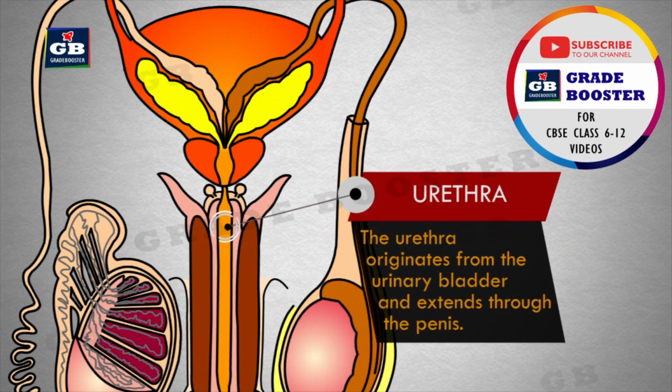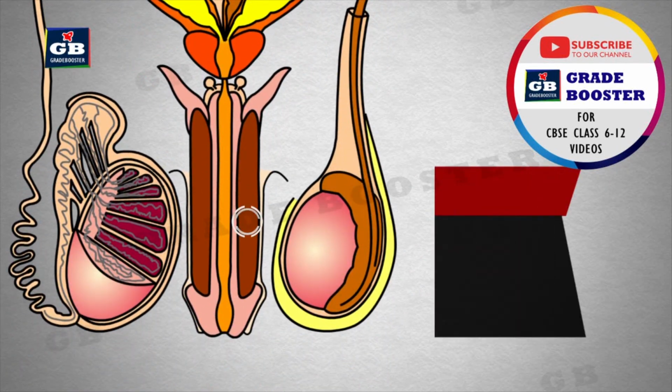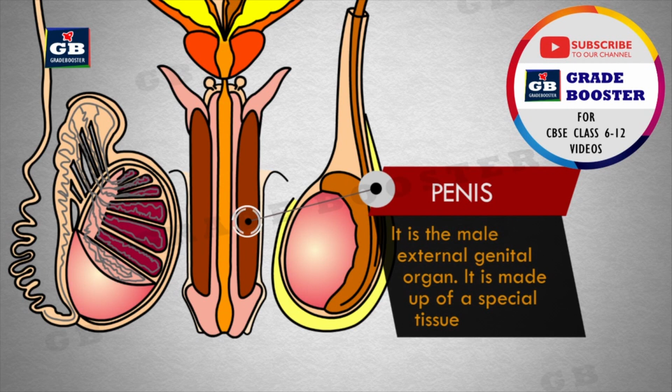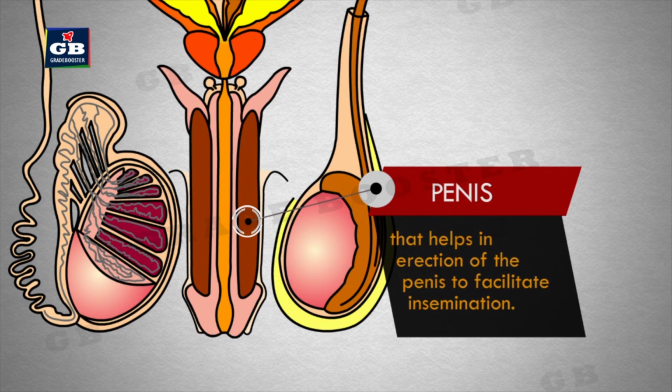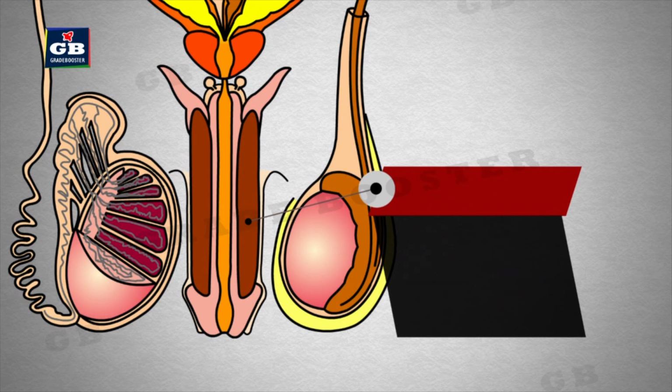Urethra. The urethra originates from the urinary bladder and extends through the penis. Penis. It is the male external genital organ. It is made up of a special tissue that helps in erection of the penis to facilitate insemination.